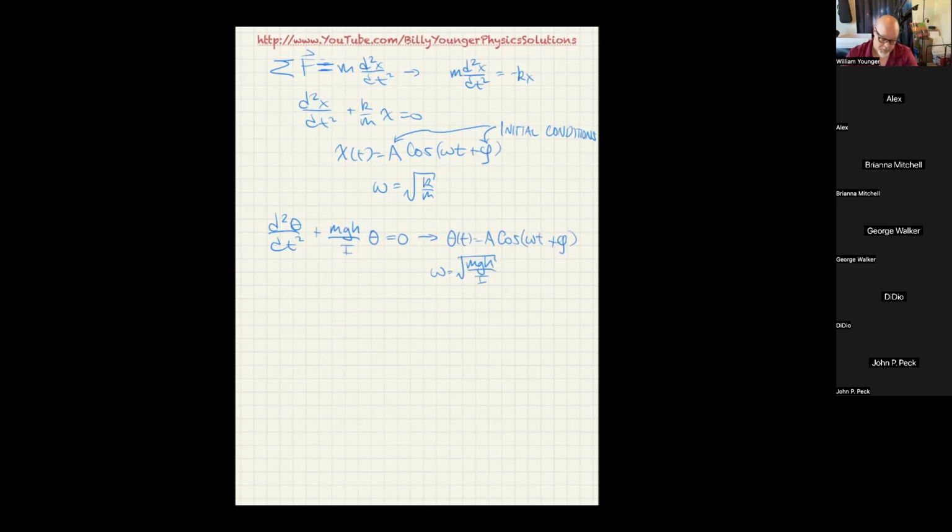There was also the simple pendulum, and that one had d2 theta over dt squared plus, when I pulled everything over and used the small angle approximation, g over l times theta is equal to zero. Of course, this was exactly the same solution again. A cosine omega t plus phi, where this time omega was the square root of g over l, where l is the length of the pendulum.